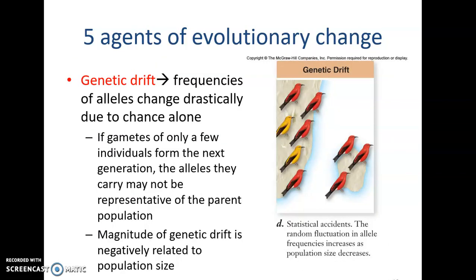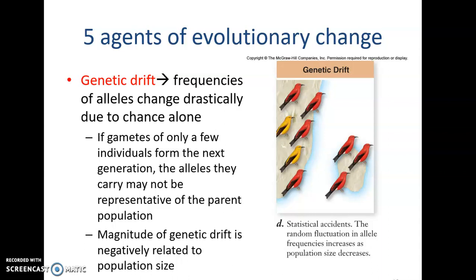Number 4, we have genetic drift, which occurs in small populations. So this is a violation of that large population assumption. Genetic drift is when frequencies of alleles change drastically just due to chance. So this is random. It's a statistical accident. And because of this, frequencies will drift away from the original frequencies.